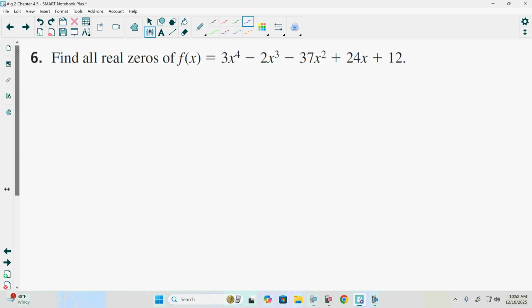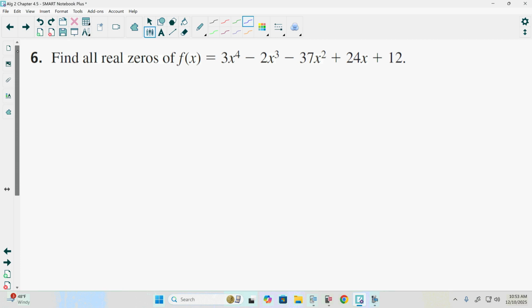So let's look at one more of these here. f(x) equals 3x to the fourth minus 2x cubed minus 37x squared plus 24x plus 12. Since this is a degree 4, at minimum we need to find 2. Because if I can find 2 solutions, we can use synthetic division to get it down to a quadratic. If I can find 3, that's even better because we can get it down to a linear. And if we find 4, we're done because we have all 4 solutions.